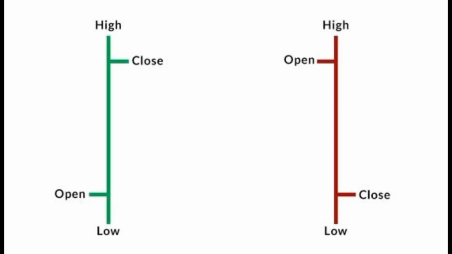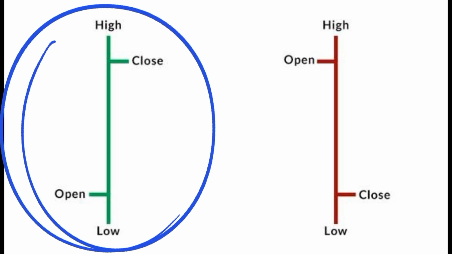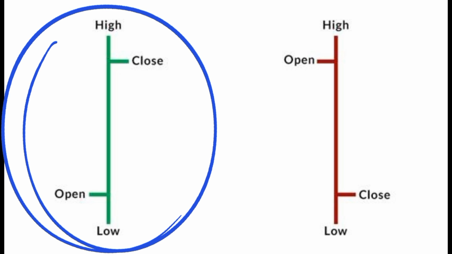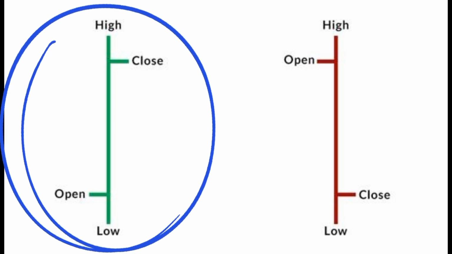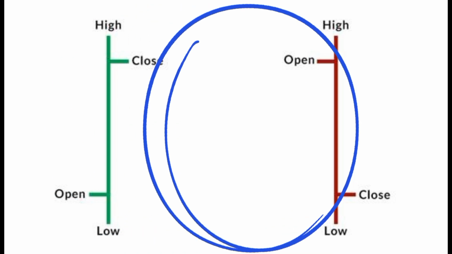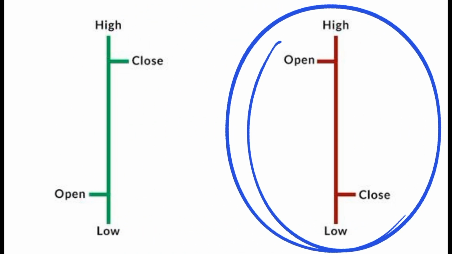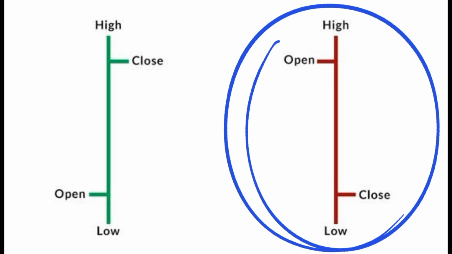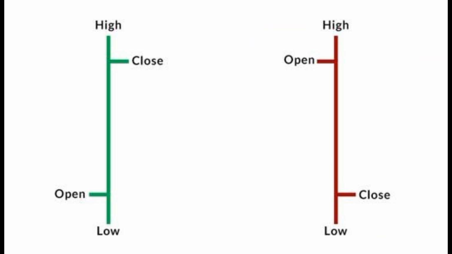Colors are often used in bar charts to provide additional visual clarity. Typically, a green or blue bar indicates that the closing price is higher than the opening price, signaling an upward movement. In contrast, a red bar represents a downward movement, where the closing price is lower than the opening price. These colors help traders quickly interpret market trends and sentiment at a glance.